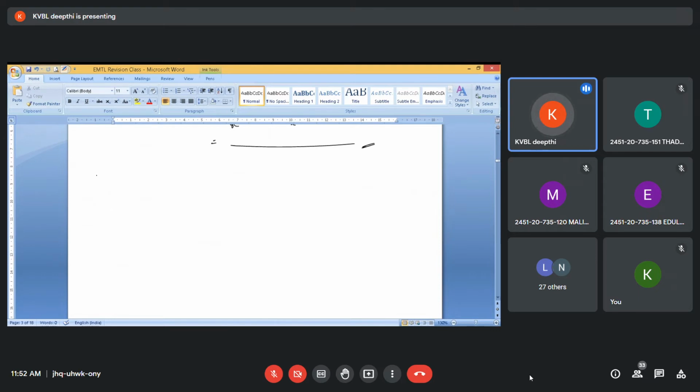Now let us go for the next one, which is all about Coulomb's law. What is Coulomb's law? What is the Coulomb's law equation? What is Coulomb's law? Q1 Q2 by 4 pi epsilon r square.